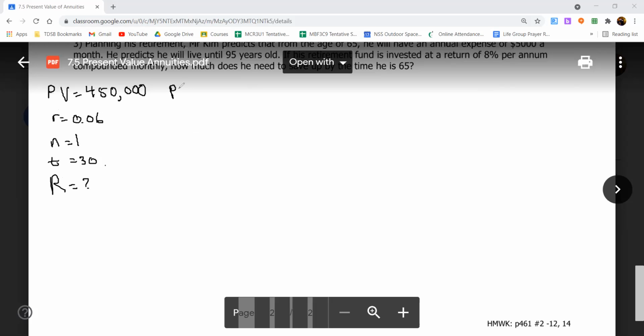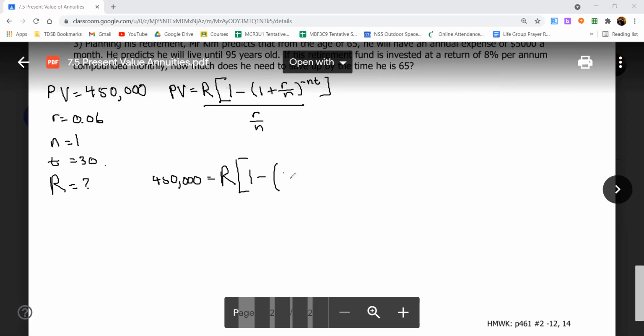Let's plug it into the equation. Just as a reminder, the equation is, even I made a mistake, 1 minus (1 plus r over n) to the negative nt, divided by r over n. Okay, let's plug in numbers. 450,000. R, I do not know. 1 minus (1 plus 0.06 divided by 1) to the nt, negative 30. R divided by n, 0.06 over 1.